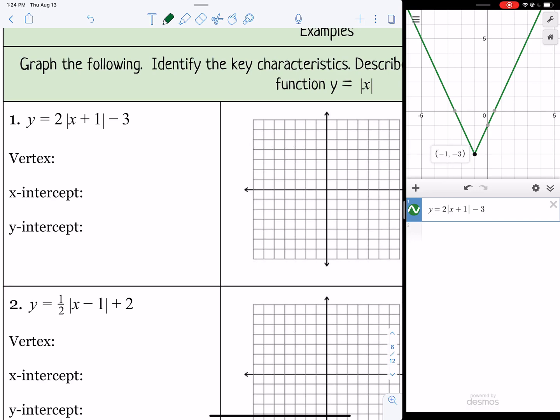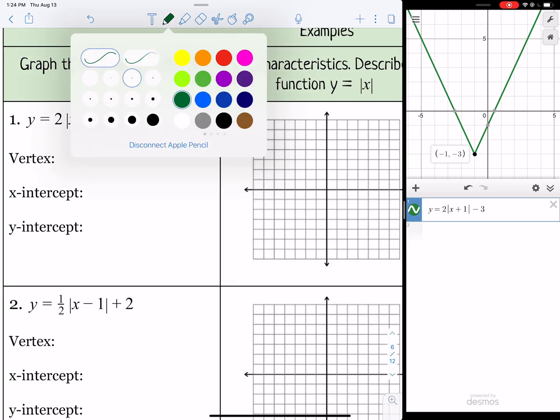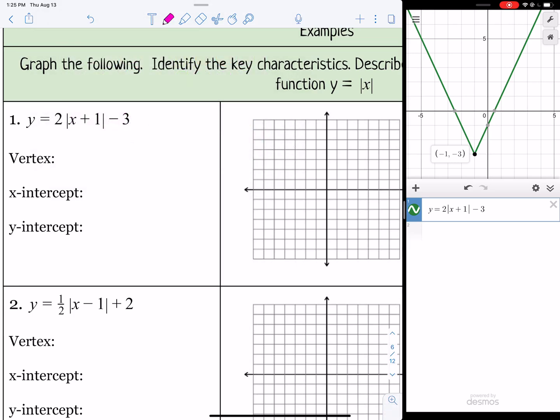Our vertex is where our graph looks like it goes from decreasing to increasing, or from increasing to decreasing, depending on what your graph looks like. So our vertex is -1, -3. It comes from the h and the k. So your h is actually -1, and your k value is actually -3.